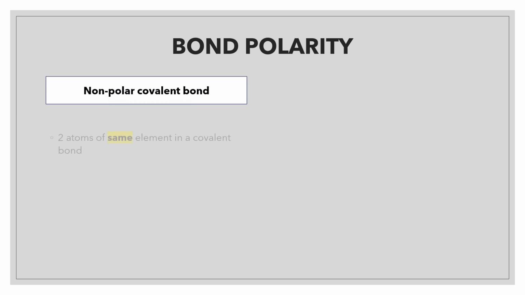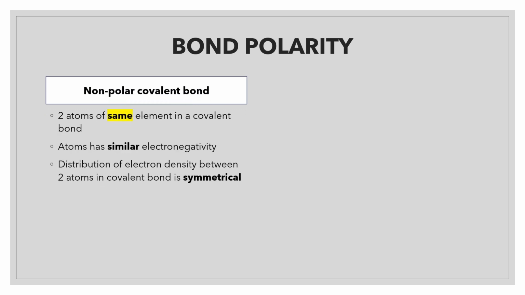Bond polarity is divided into two categories. Yang pertama adalah non-polar covalent bond. So let's take the hydrogen molecule as the example. A non-polar covalent bond will exist apabila kita ada dua atoms of the same element in a covalent bonding. Okay? Sama seperti hydrogen molecule over here. So this molecule terbentuk daripada dua atoms yang sama, yang terikat melalui single covalent bonding over here. And these two atoms will have similar electronegativity. Of course lah, kerana mereka terdiri daripada atom ataupun elemen yang sama.